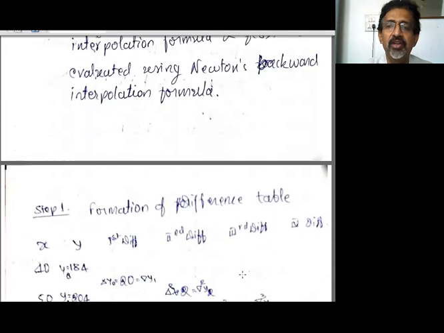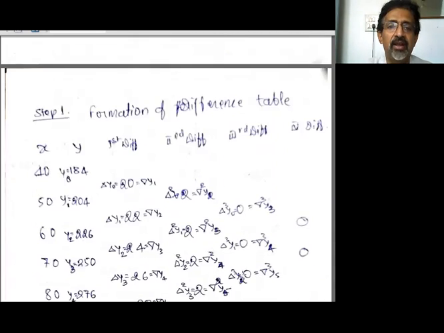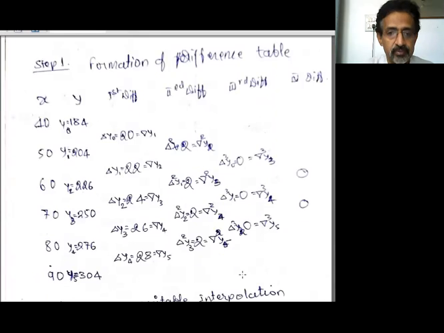Now, what are the various steps involved in finding these values? I first form the difference table. As I told you, the difference table consists of the first order difference, second order difference, third order difference, and fourth order difference. I have told you in one of the earlier classes.